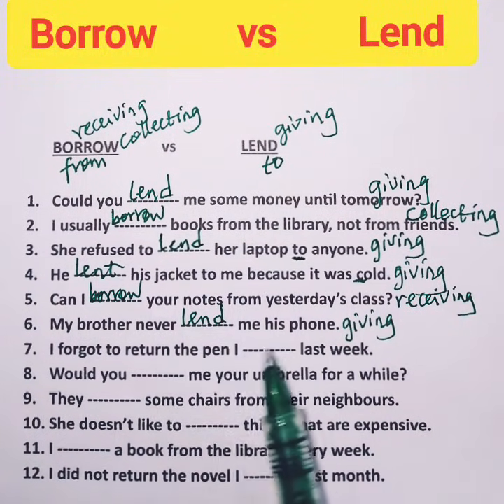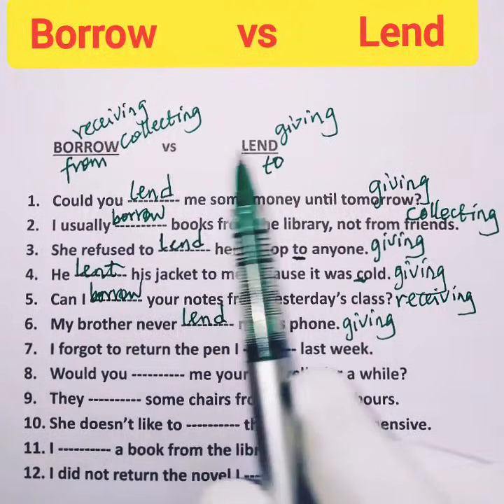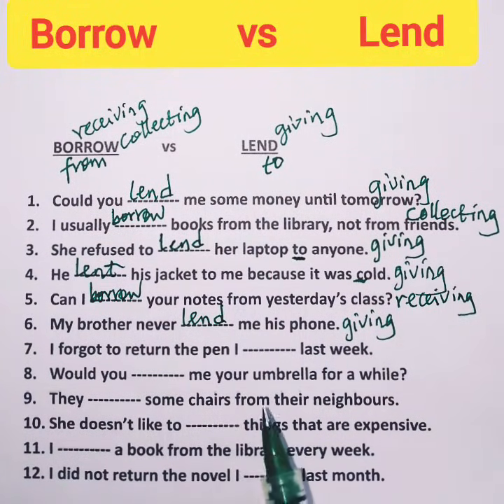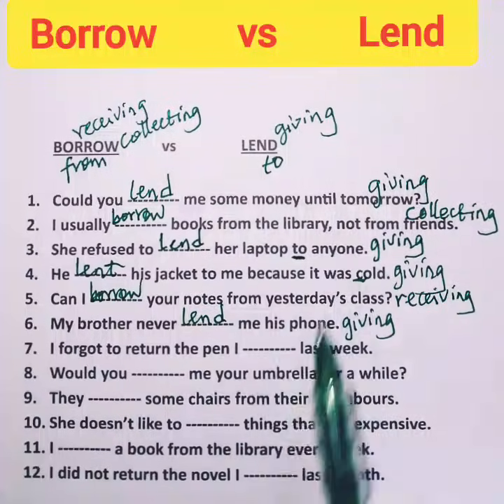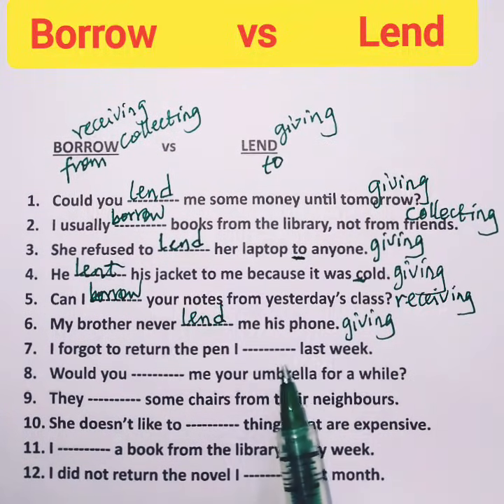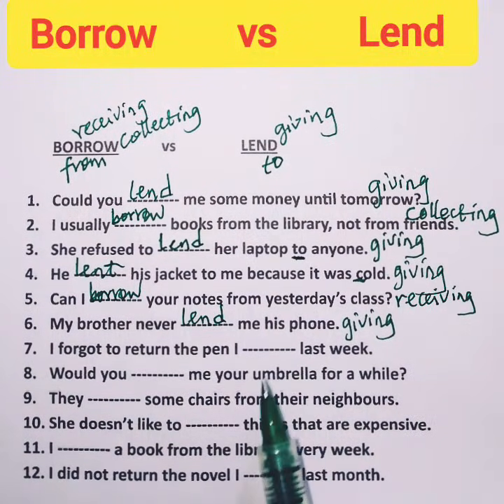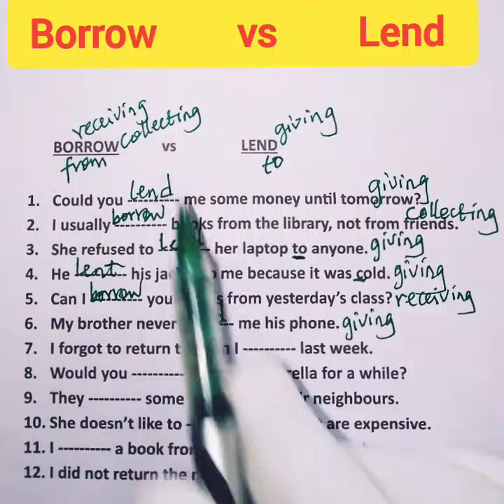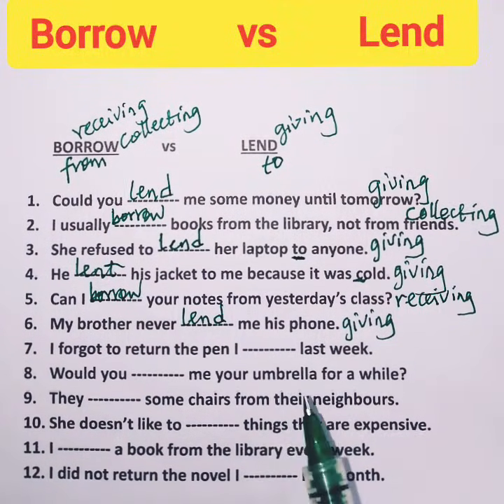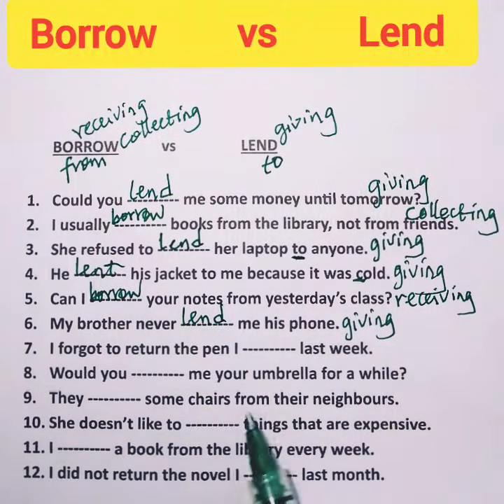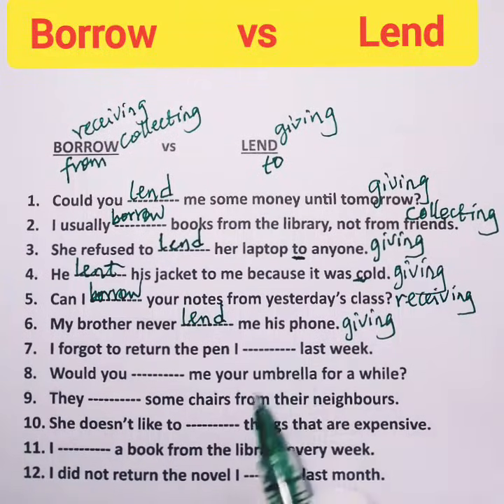Now, the easiest way to identify when to use borrow and lend in a sentence is that if you put give in the sentence and it makes sense, then lend is the right word. If you put collect or receive in the sentence and it makes sense, then borrow is the right word. Okay? You can try it out with these sentences to confirm.